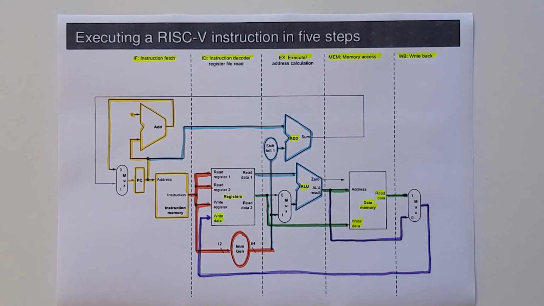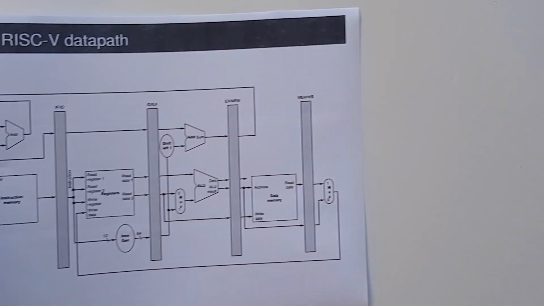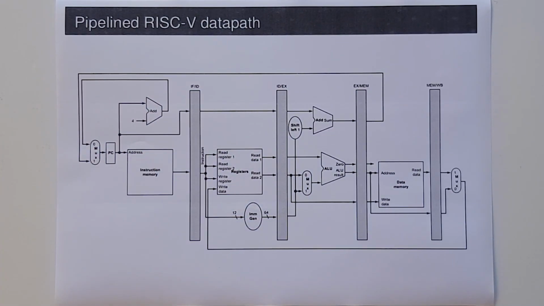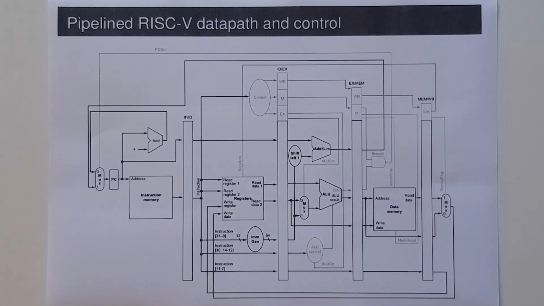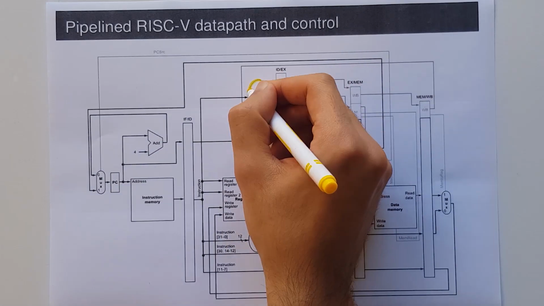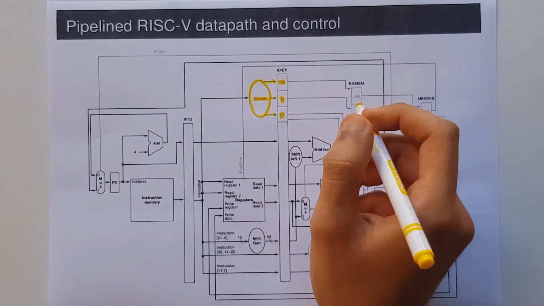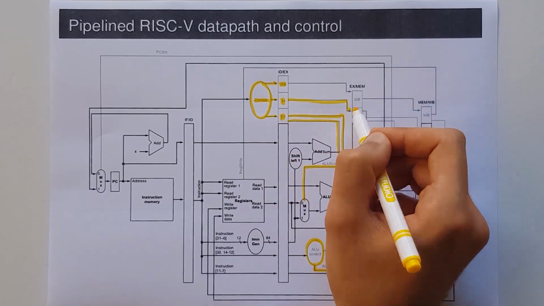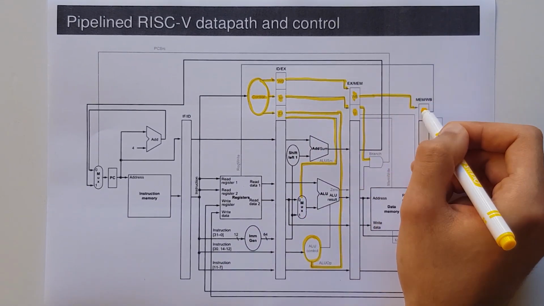However, in order for these stages to be independent, we need to insert registers to create physical barriers between the different parts of the data path. These registers would pass the results of one stage to the next. The control signals generated in the instruction decode stage would propagate along the data path in bundles until they reach the stage where they are needed.